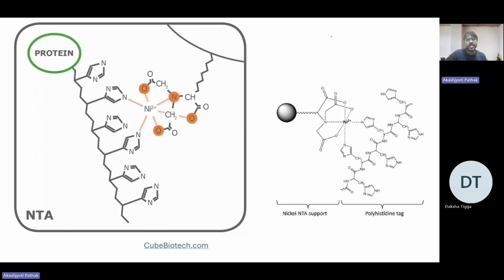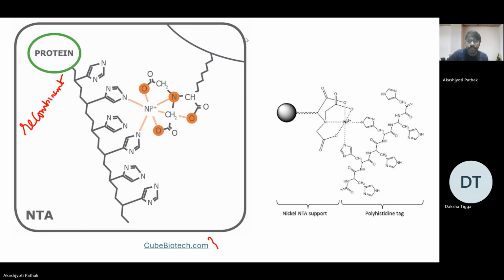Here you see this image is taken from the website cubebiotech.com. This is your recombinant protein. You can express a recombinant protein having a hexa-histidine tag. So it has 6 histidine residues. You can add this histidine tag in the N-terminal part or the C-terminal part of your protein. There are 6 consecutive histidine residues tagged to your protein, and this histidine tag forms a coordinate bond.